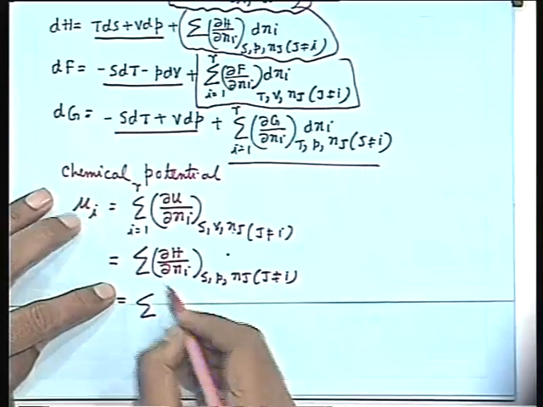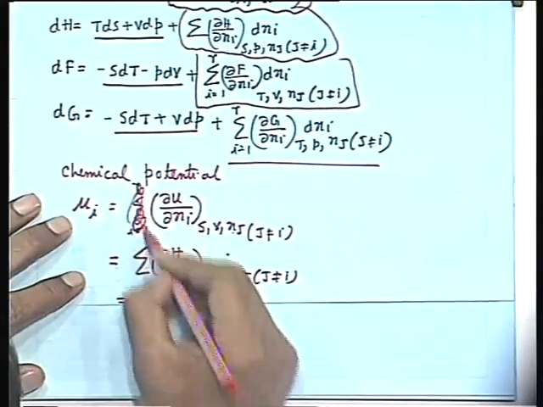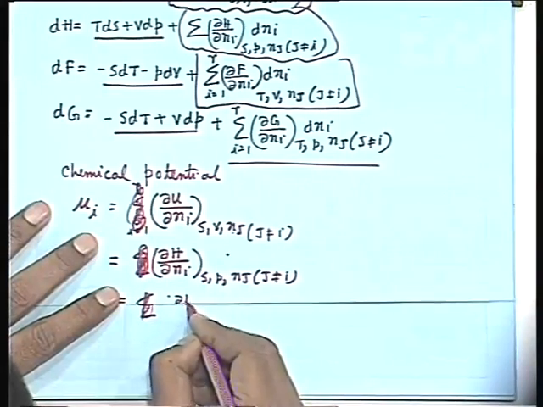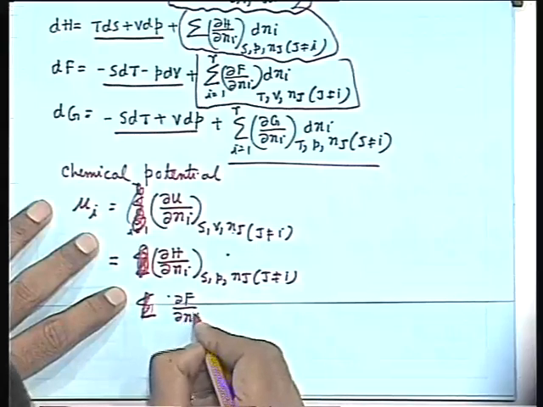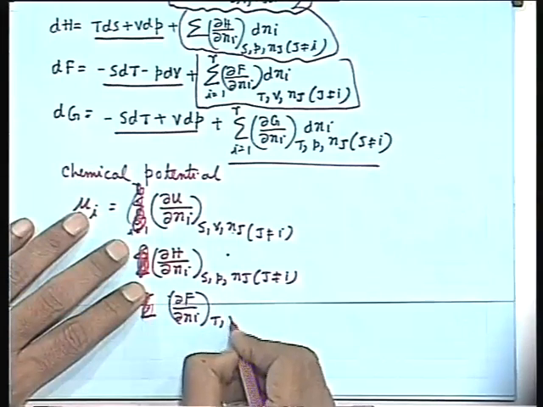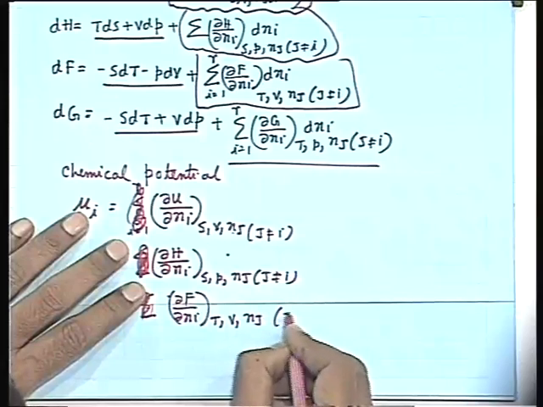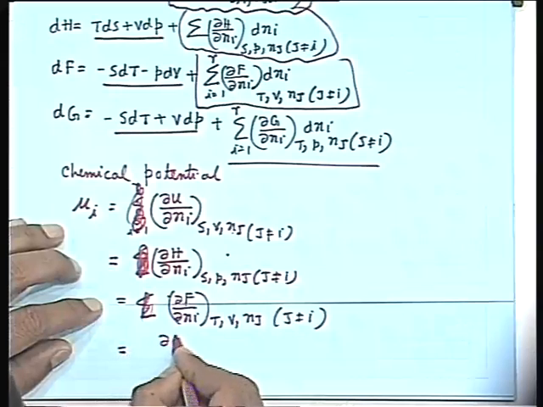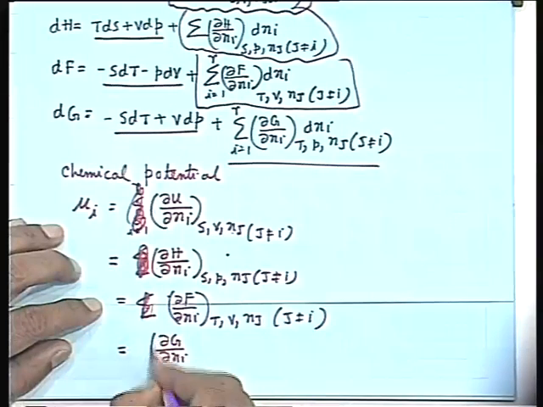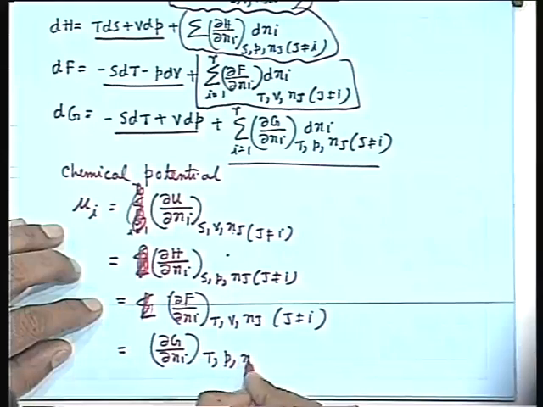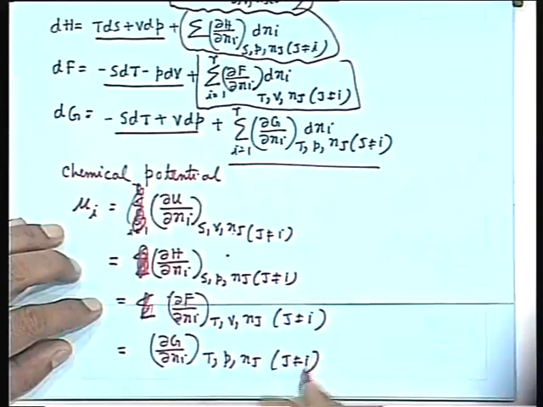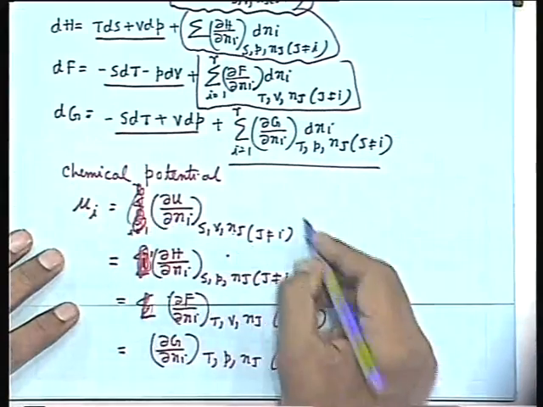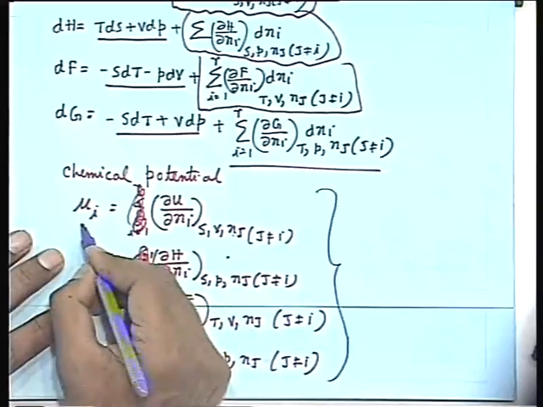Sorry, I am extremely sorry, this sigma is not there, it is only for a particular component. Del F del n i at T, V, n j, j not equal to i, or equals to any one of these, del G del n i at T, P, n j, j not equal to i. So, this gives you the definition of chemical potential of the ith component.